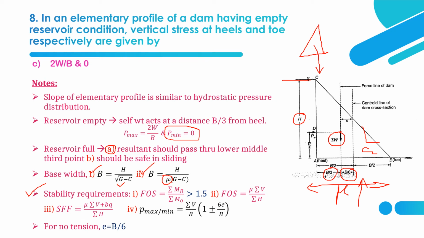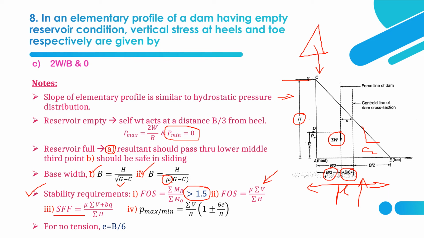FOS for overturning shall be more than 1.5, and that is nothing but ratio of resisting moment to the overturning moment. Resisting moment will be given by the dam. Overturning moment will be given by the external forces such as water pressure, earthquake, etc. And next is the sliding FOS. Due to sliding, what is the factor of safety we have to give? Nu into vertical force divided by summation of horizontal forces.